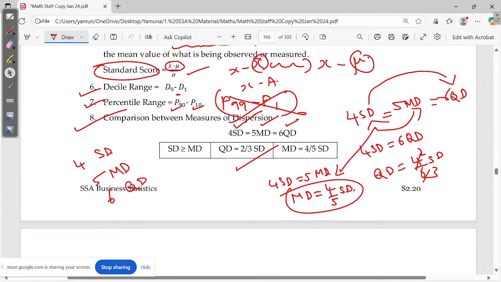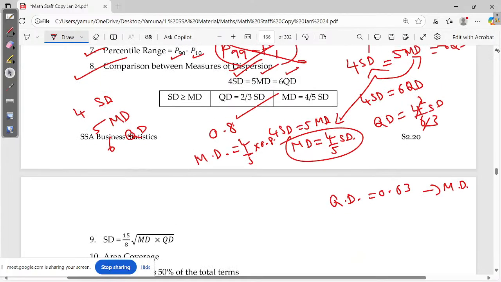yes, you can find it. Standard deviation is given to be 0.8. You will be asked to find the value of mean deviation. It is 4 by 5 of 0.8. That's it. They are giving you quartile deviation as 0.63. They are asking you mean deviation. How do you do it?